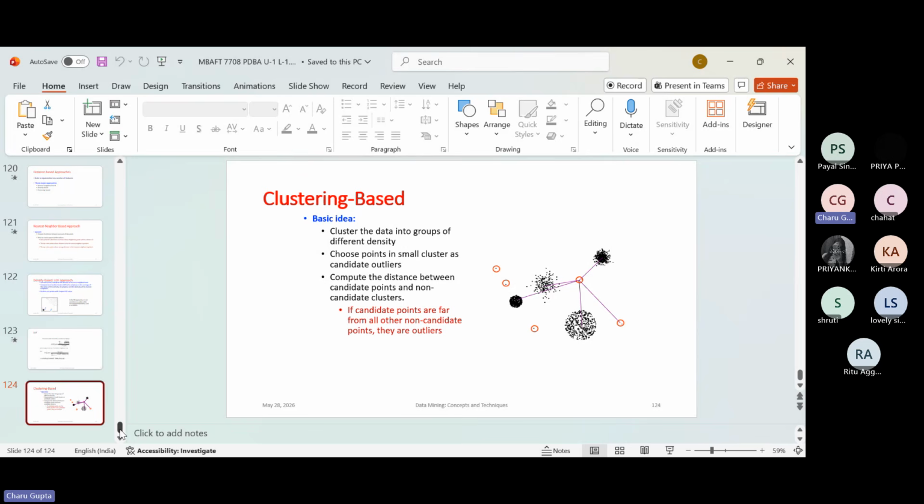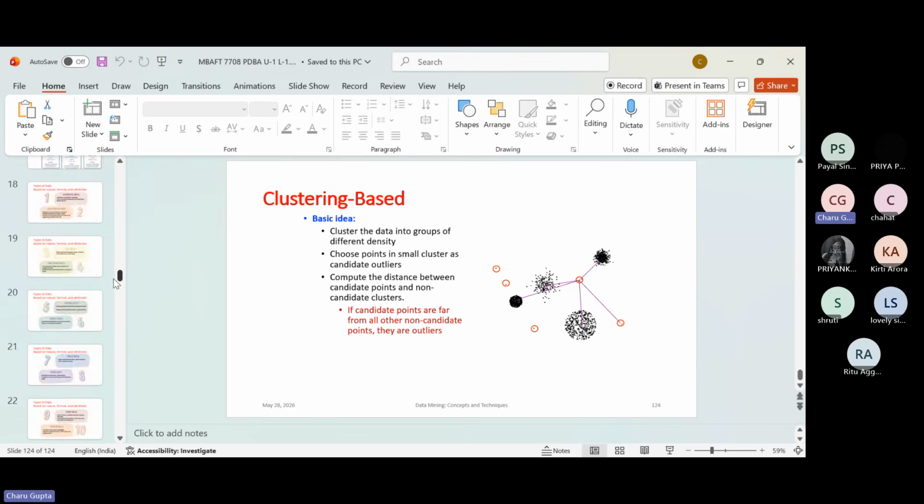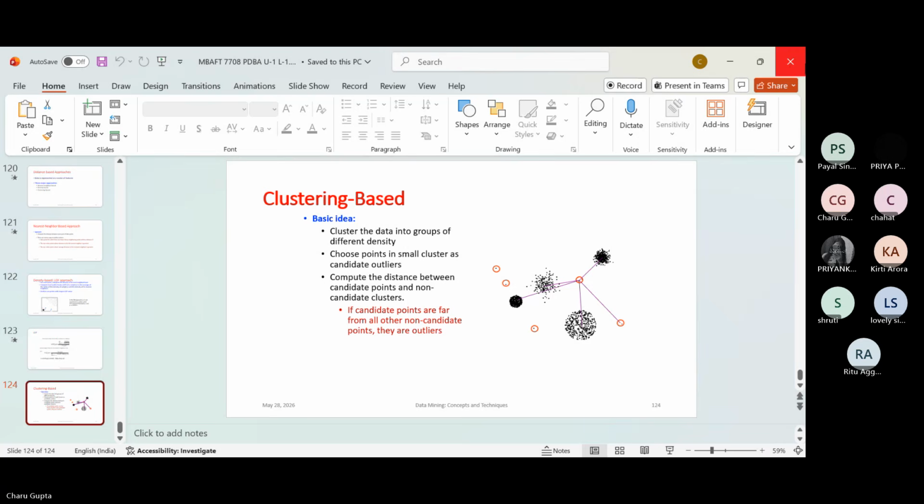We'll meet at 12. It's 1 o'clock. So we'll meet at 1:15 after a 15-minute break, and then we'll start with unit number 2. I hope it's okay for all of you.